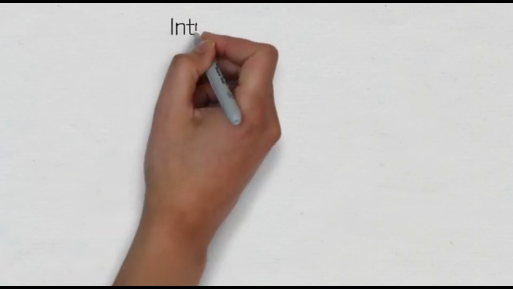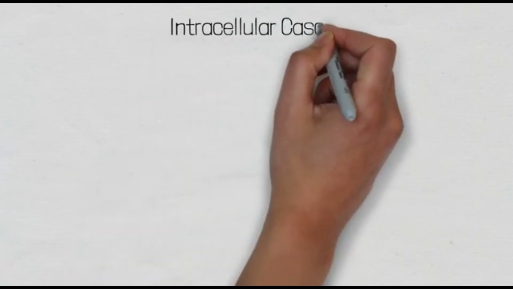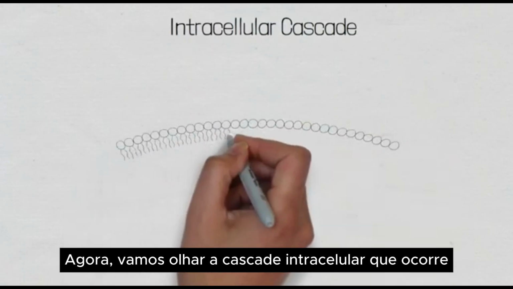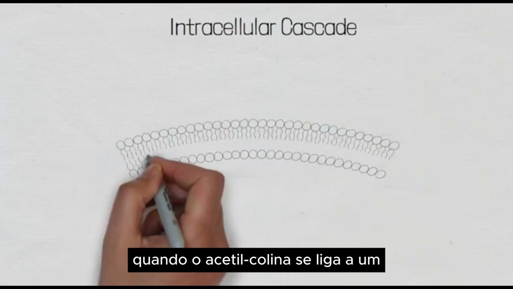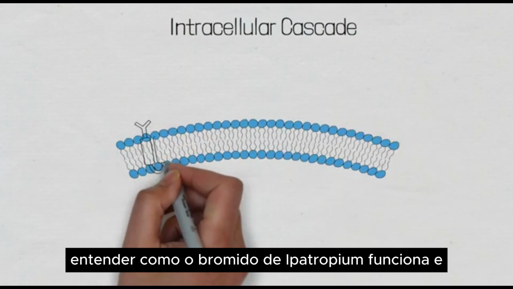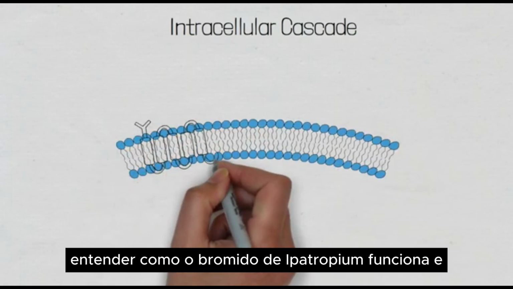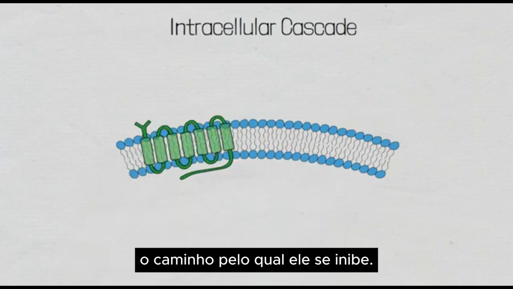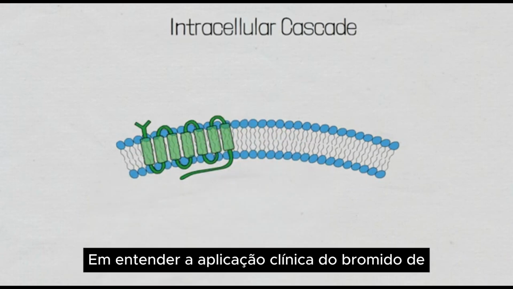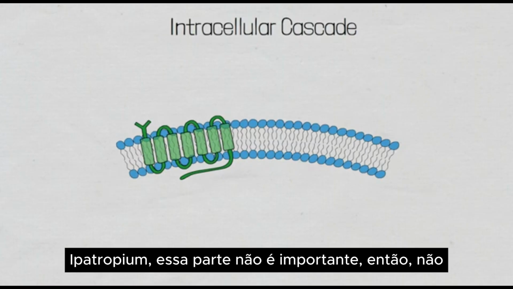Now let's look at the intracellular cascade that takes place when acetylcholine binds to a muscarinic type 3 receptor, so that we can understand how ipratropium bromide works and the pathway in which it is inhibiting. In understanding the clinical application of ipratropium bromide, this part isn't important, so feel free to skip ahead. Timestamps are in the description below.